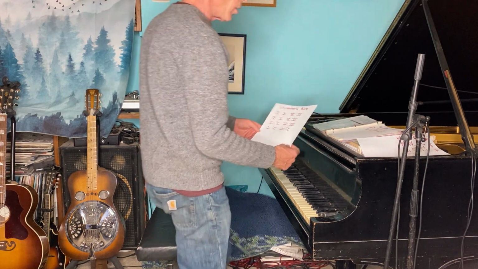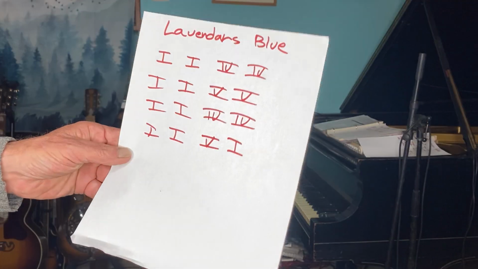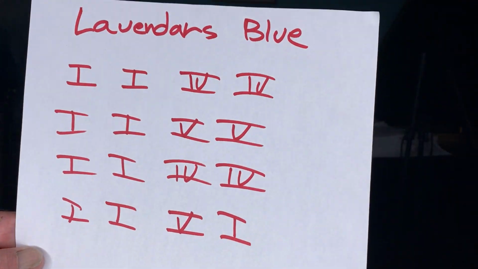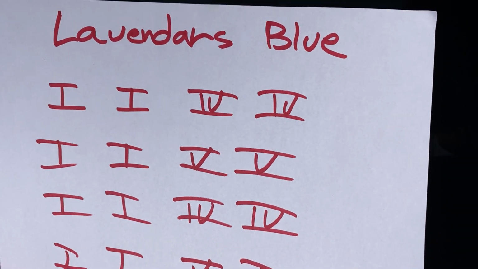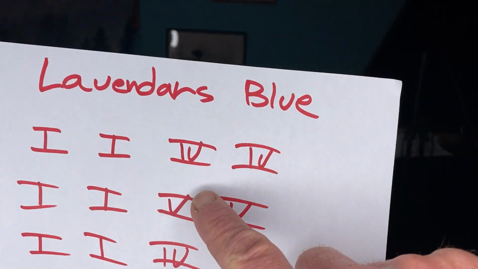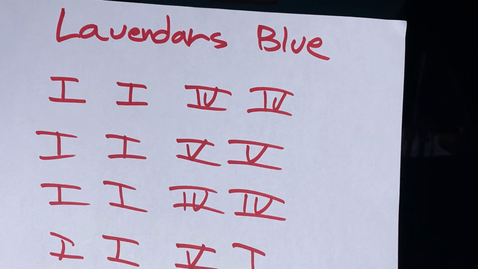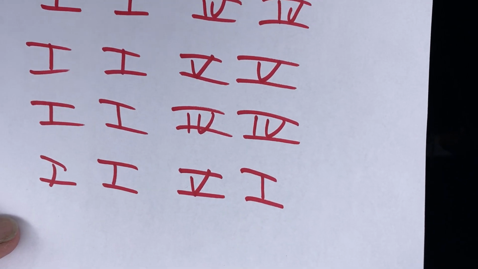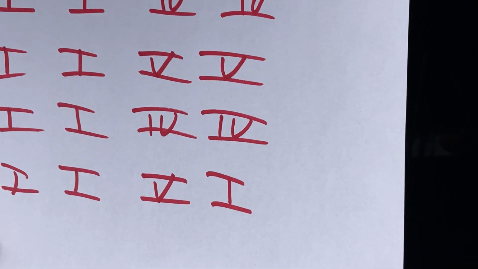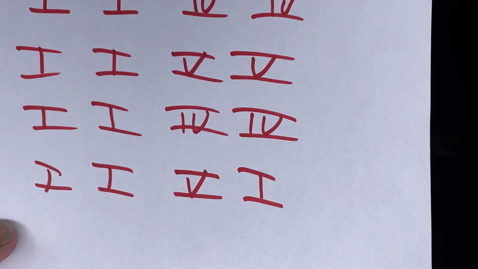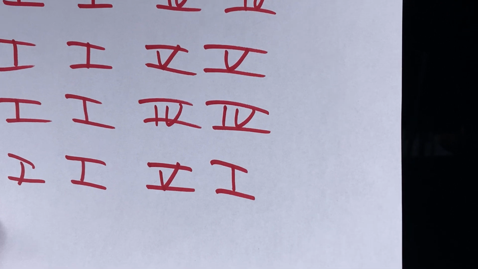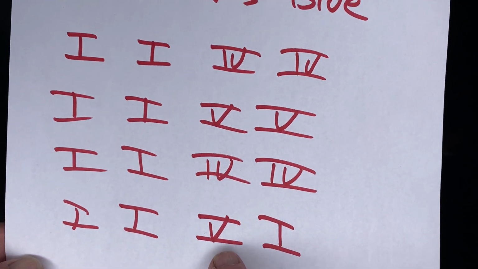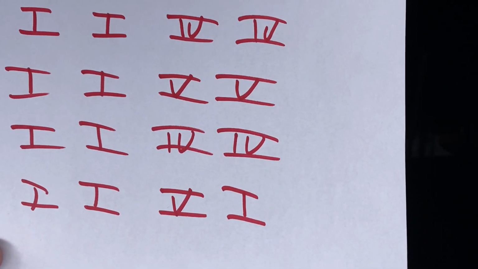So now we are going to look at some, here's the chord progression for Lavender's Blue. 1, 1, 4, 4, 1, 1, 5, 5, 1, 1, 4, 4, 1, 1, 5, 4, 1, 5, 5, 4, 1. Sorry, I got the melody wrong.